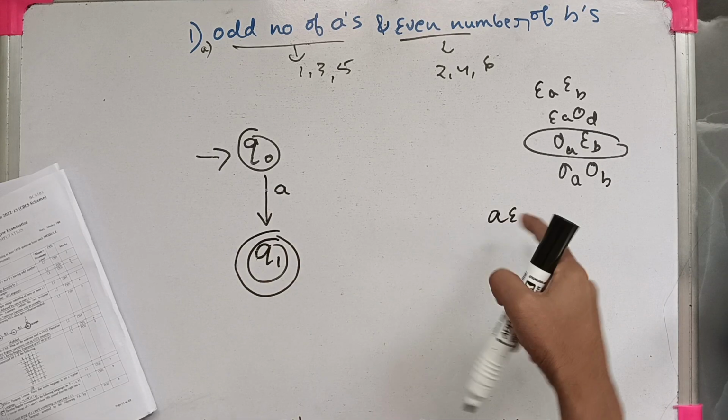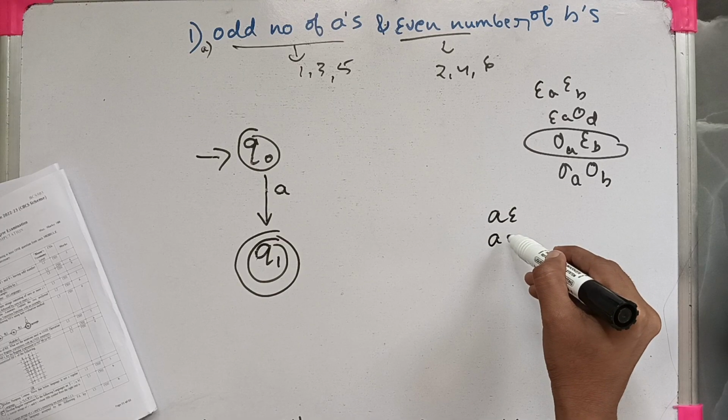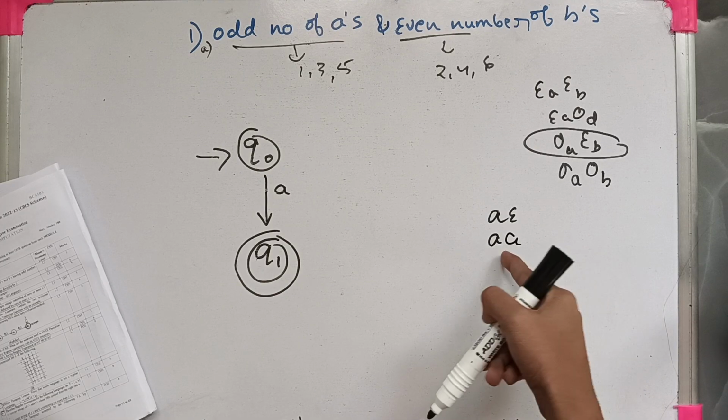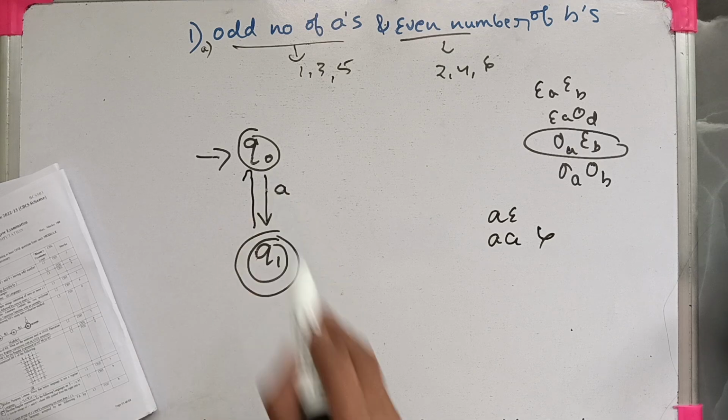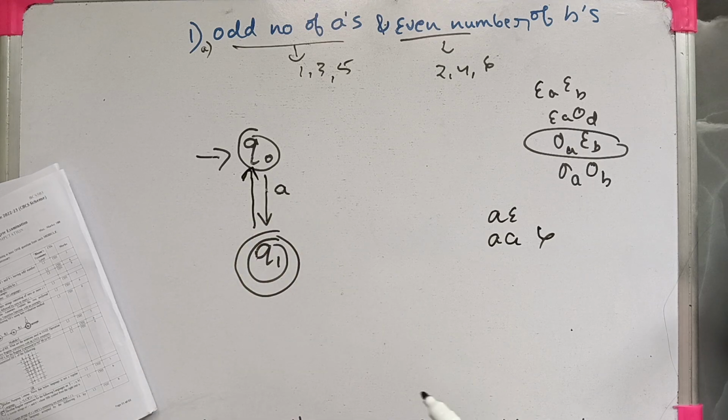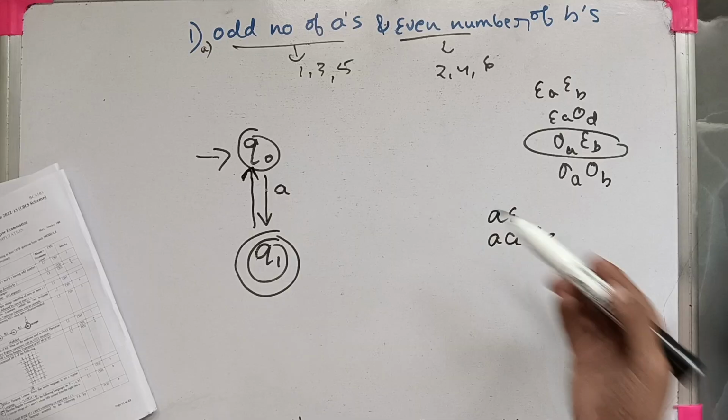Next, what if 2A comes? Then I need to reject, right? So if 2A comes, then I am going to reject this. Okay, this is not an accepting state.